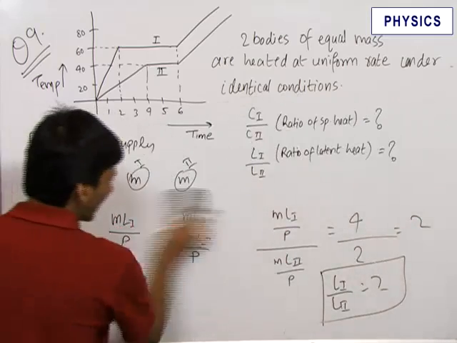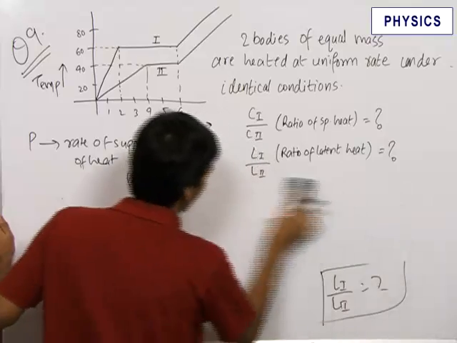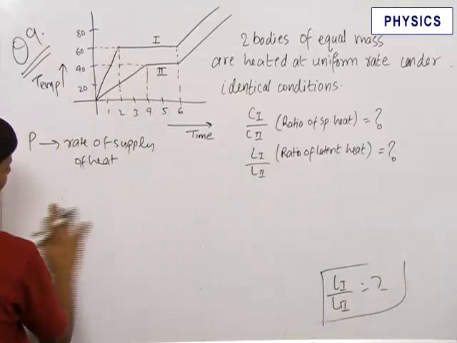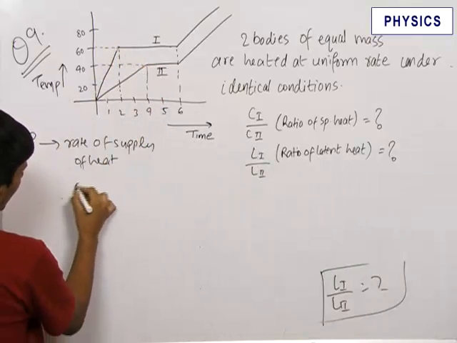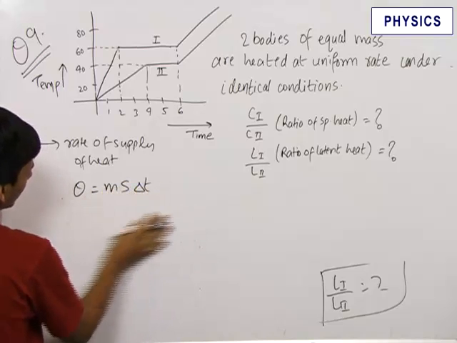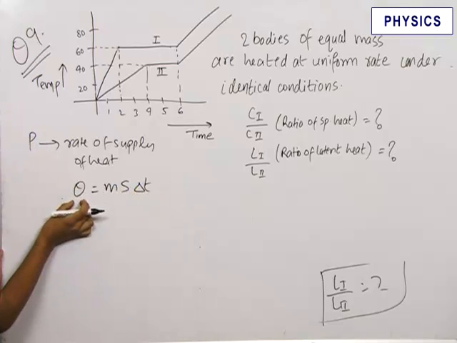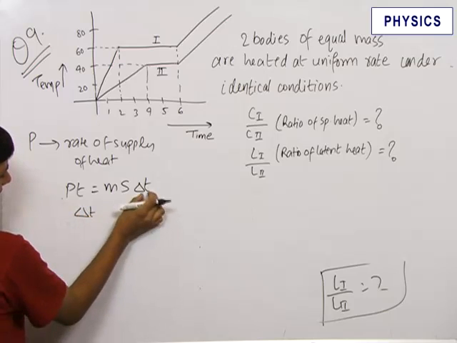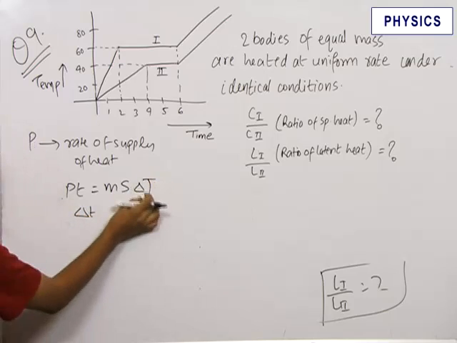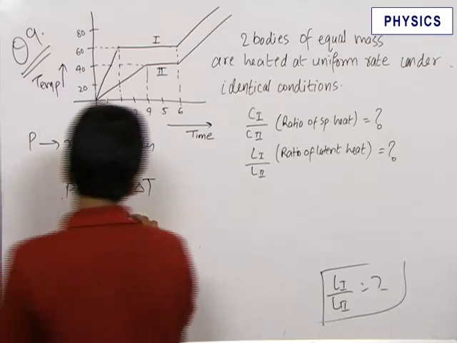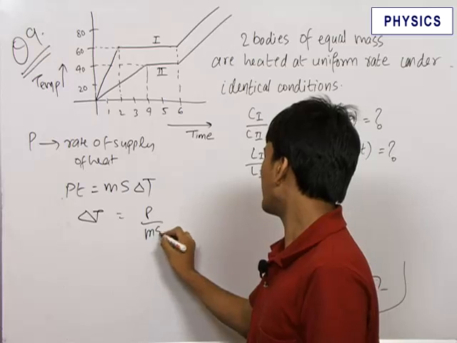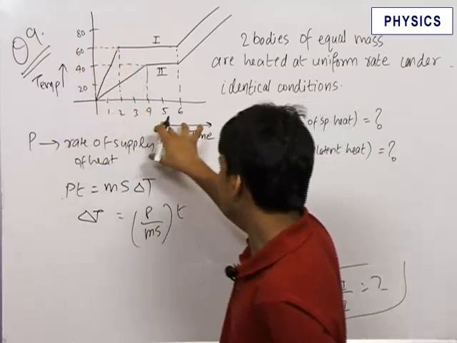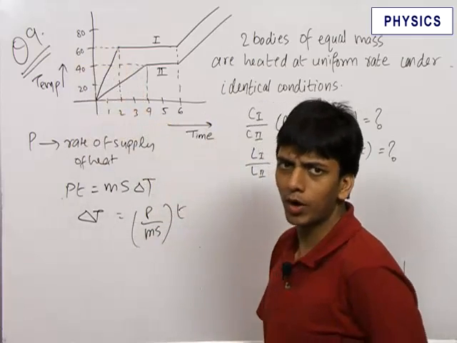Now for the first part, we have to analyze this region because this is the region for usage of specific heat. Now we know that Q is equal to ms into delta T. This Q is the heat supplied, that is equal to P into T, that is power into time. This delta T is the rise in temperature. Therefore delta T is equal to P upon ms into T. Therefore the slope of the delta T versus T graph comes out to be equal to P upon ms.